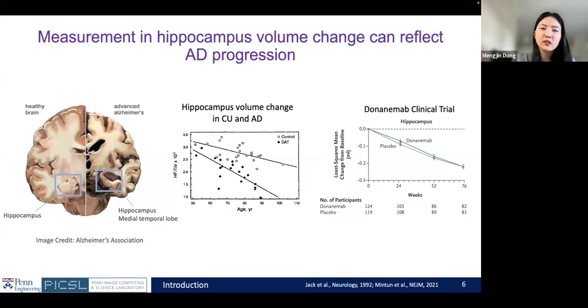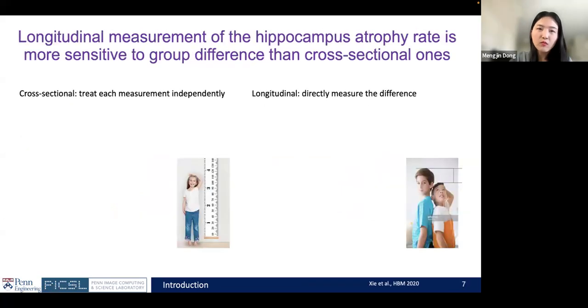And so that's why in this study, I am trying to use hippocampus volume measurements to track longitudinal progression of Alzheimer's disease. When measuring longitudinal progression, there are in general two ways to measure it. The first way is shown on the left. This is like measuring kids' height. We can treat each measurement independently, directly measure their height, and then calculate the difference by subtraction. The other way is to measure it longitudinally, where we directly measure the difference. The benefit of this is that we minimize the error that can occur in this process.